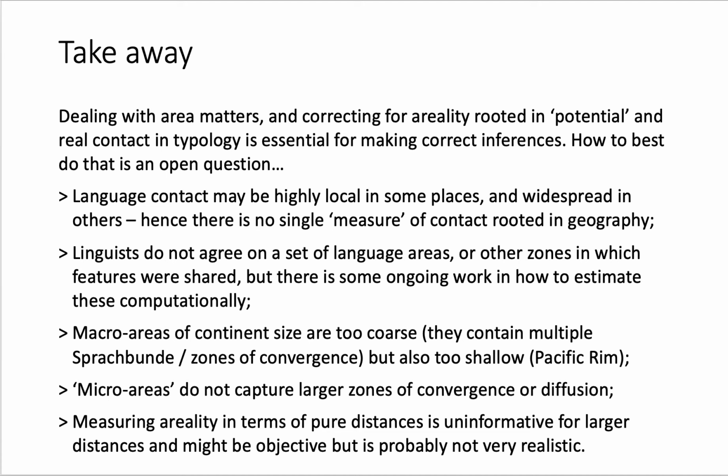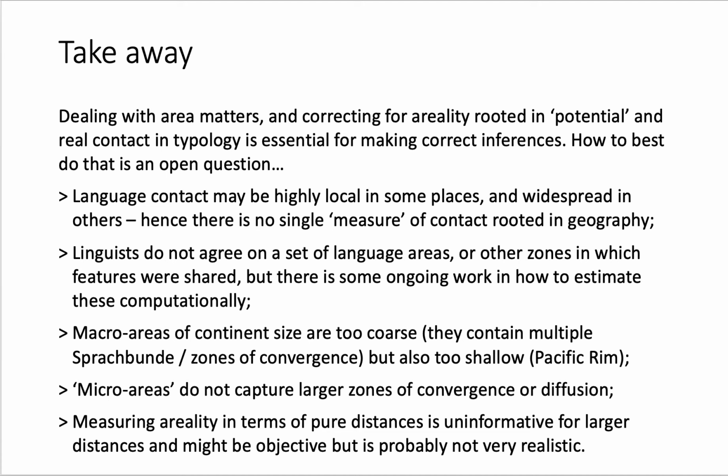And what we can take away on this matter is that dealing with area definitely matters. If we want to do typology, correcting for areality rooted in potential and real contact is essential for making correct inferences, but how to best do that is an open question at the moment. So language contact may be highly local in some places and widespread in others. That means that there's no single measure, like in terms of kilometers or anything else. There's no single measure of contact that's rooted somehow in geography.